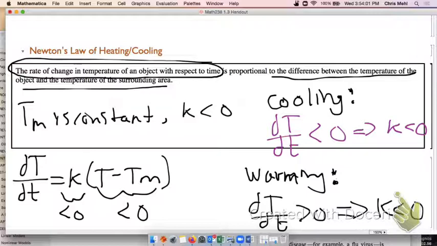We can solve differential equations of that type. We'll do that in later sections. It's actually not too difficult, depending on the temperature of the medium.